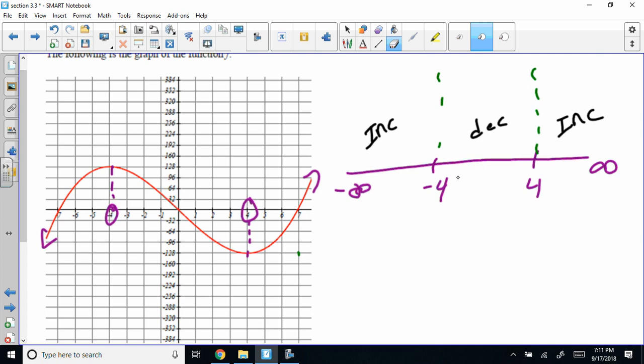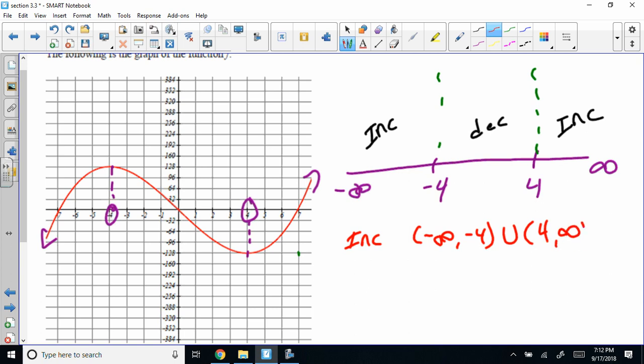What am I doing from negative infinity to -4? Well, I'm increasing. I'm walking up the hill, right? And from -4 to 4, I am going down the hill. And then from 4 to infinity, I'm going up. So if we look at this from an increasing standpoint, it would be negative infinity to -4 or 4 to infinity. From a decreasing standpoint, we would go from -4 to 4. Any questions on that?